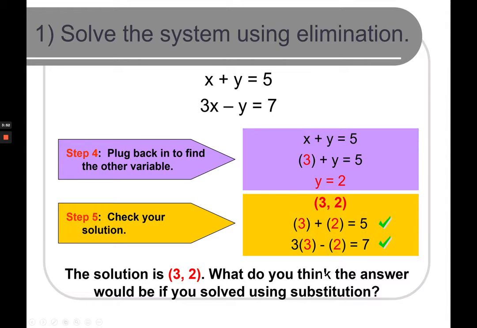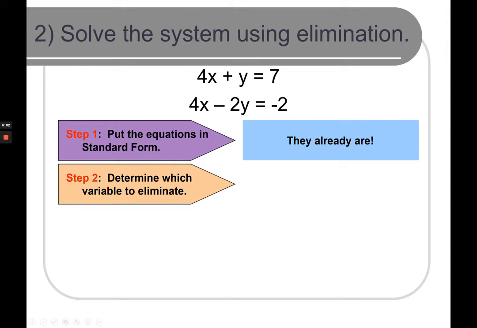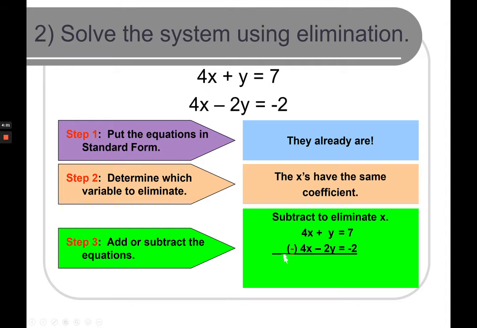Let's have another example. 4x plus y is equal to 7. 4x minus 2y is equal to negative 2. They are already in standard form, so let's just jump to the second step, elimination. Which can we eliminate? If we add, this becomes 8x, this becomes negative 1y, 7 plus negative 2 is 5. Nothing is eliminated. So instead of adding, we actually can eliminate x by subtraction. 4x minus 4x is canceled out.